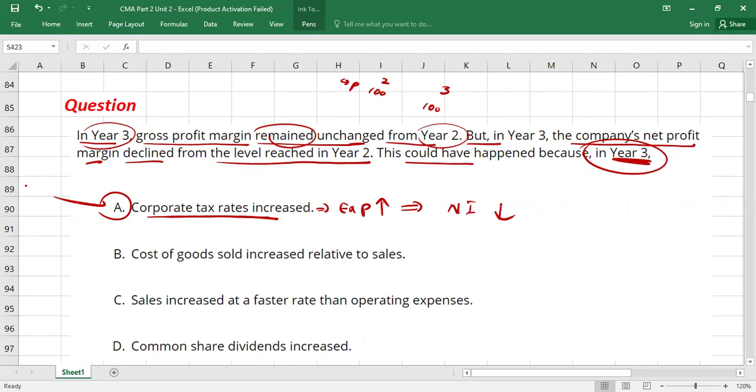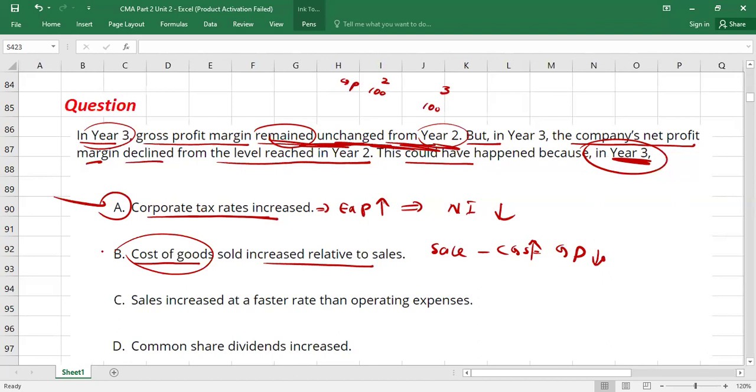But we have to look at why the others are not correct options. Here we go. They're saying in option B, cost of goods sold increased relative to sales. Guys, cost of goods sold will affect your gross profit, right? For example, sales minus cost of goods sold equals your gross profit. And if your cost of goods sold increases, your GP should decrease, and then net income should decrease. But he told you GP is constant here in the first line. So this is not the true answer for this question.